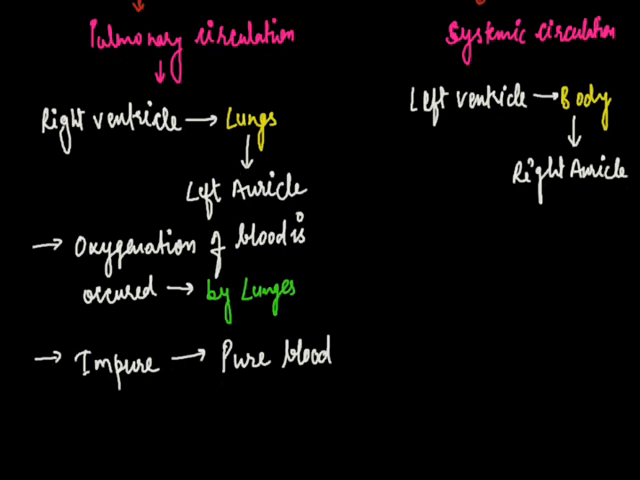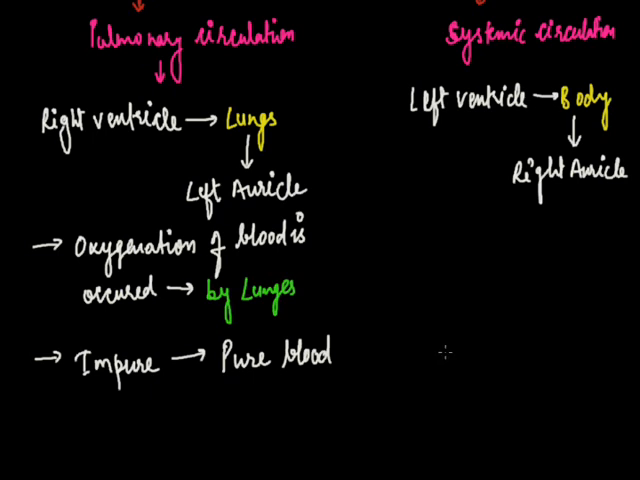The impure blood present in the right ventricle is blood that has come back after circulating through all parts of the body, through the vena cava into the heart. For purification it goes again to the lungs and from the lungs to the left auricle, where it is pure blood again. So that is all about pulmonary circulation.